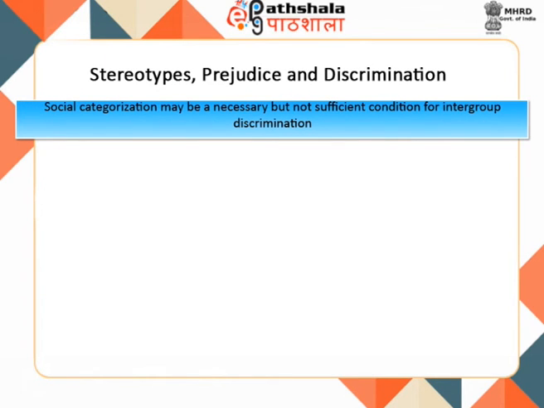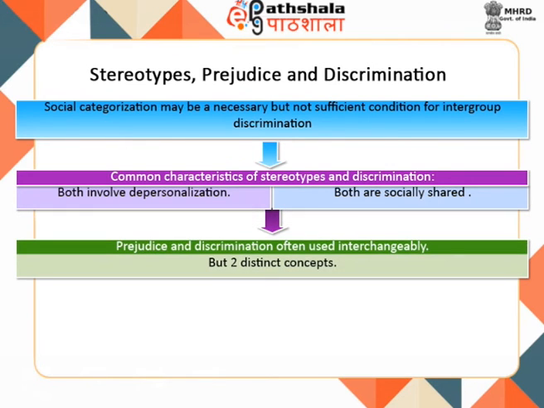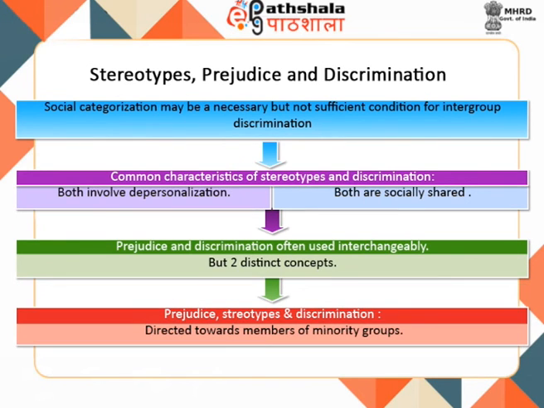Social categorization may be a necessary but not sufficient condition for intergroup discrimination. There are some common characteristics of stereotypes and discrimination, like depersonalization and being socially shared. But the two terms prejudice and discrimination are two distinct concepts. Prejudice involves an affective or emotional response to a particular group of people, whereas discrimination is one of the behavioral aspects of intergroup relations. In most cases, prejudice, stereotypes, and discrimination are directed towards members of minority groups.